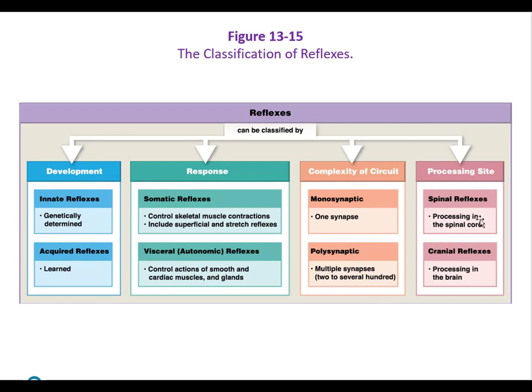And then our processing site. Some of our reflexes are processed at the spinal cord, which is part of the central nervous system. We looked at an example of that. We can also have cranial reflexes, and this would be where they're processed in the brain. And an example of a cranial reflex is you hear a loud bang, you turn and you look at it. So that would be an example of a cranial reflex.